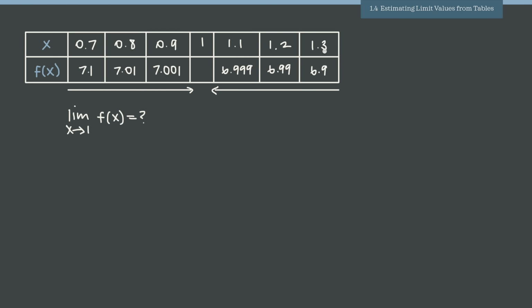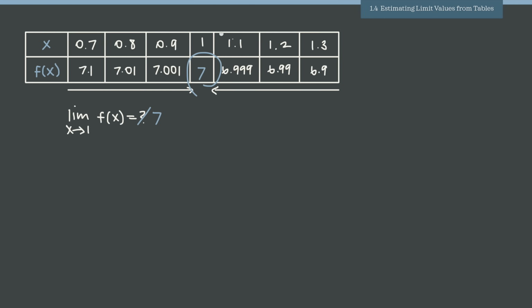When we're approaching from the right-hand side and our values of x are decreasing from 1.3 to 1.2 to 1.1, the values of the function are increasing from 6.9 to then 6.99 to 6.999, and we're approaching 7 from that side as well. So our unknown value, this one here that we're looking for, we can clearly see has to be 7. And therefore, the limit here has to be 7. And we estimate that limit from the table.